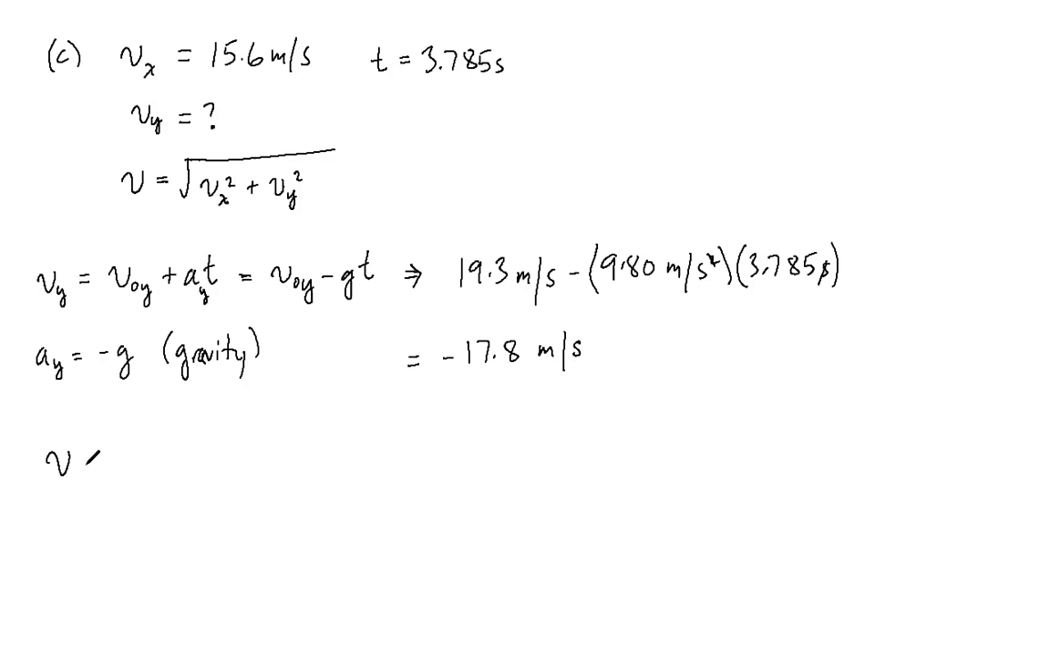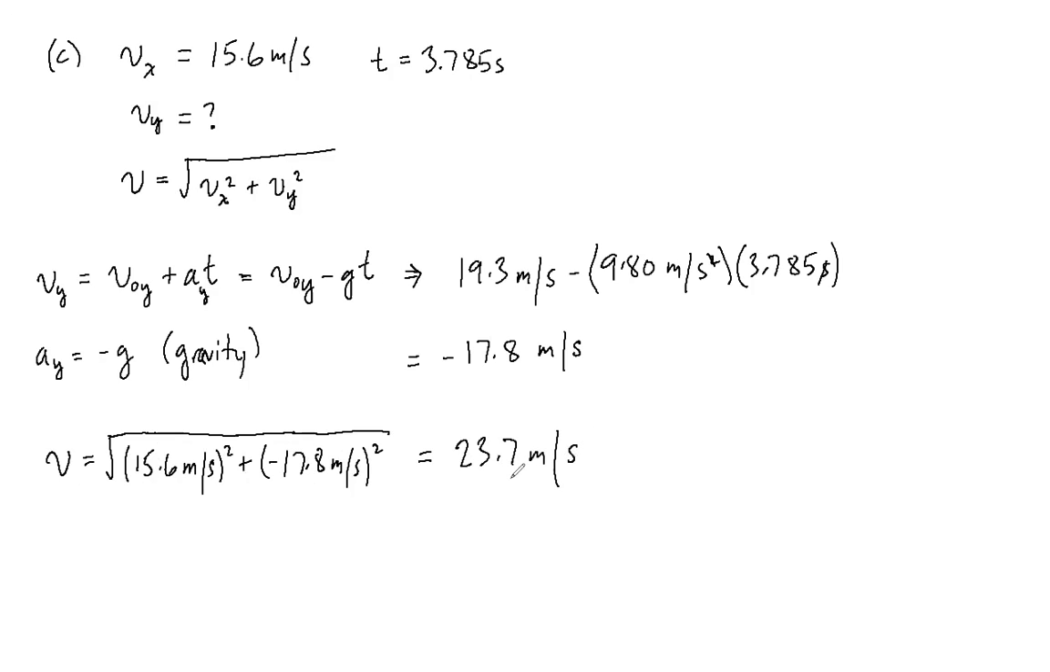So now the magnitude of the final speed, or I should say the final speed, is just the magnitude of our vector. So that's going to be 15.6 meters per second squared plus negative 17.8 meters per second, and we square it. So you do this math here, you get 23.7 meters per second. Okay, so that's the magnitude.